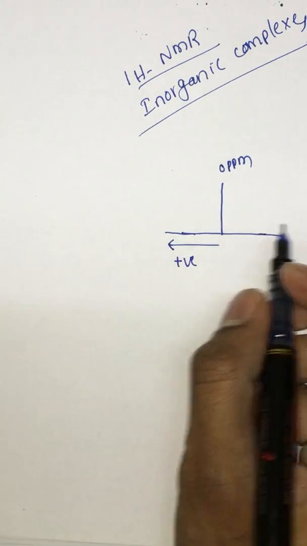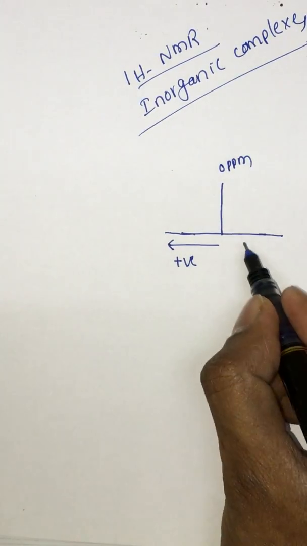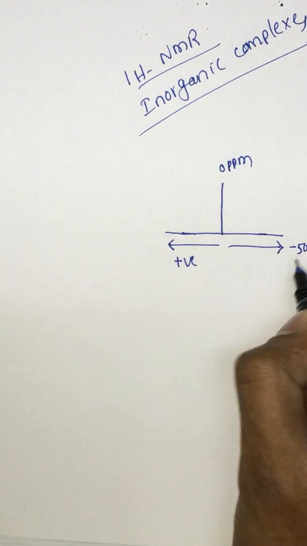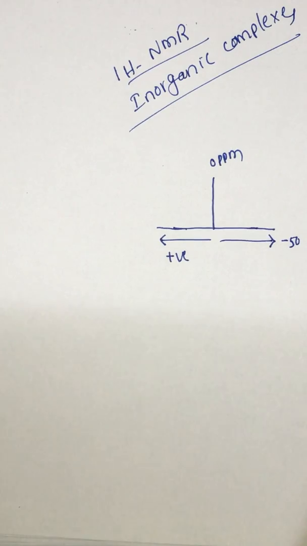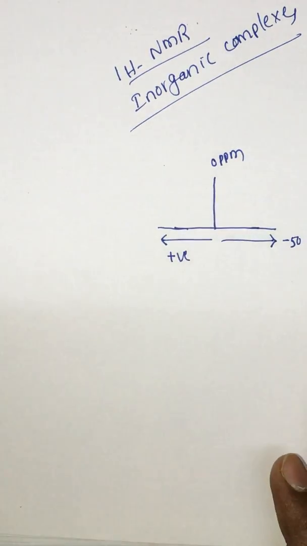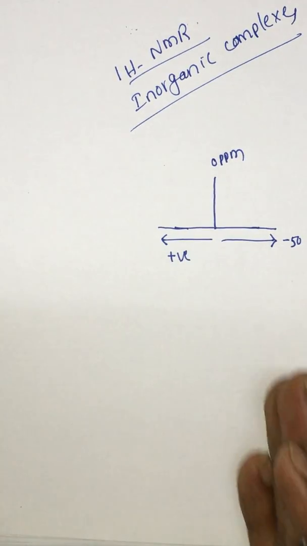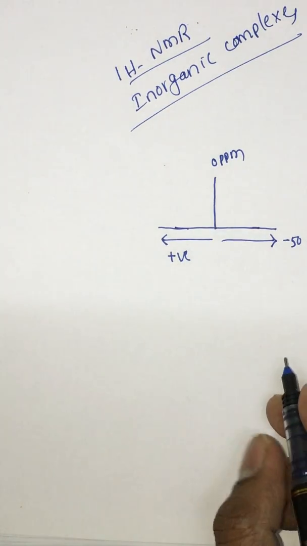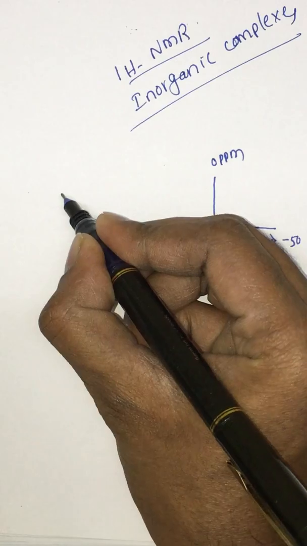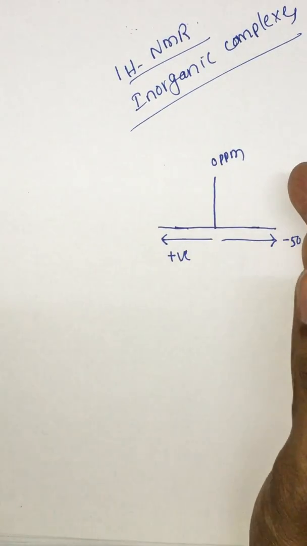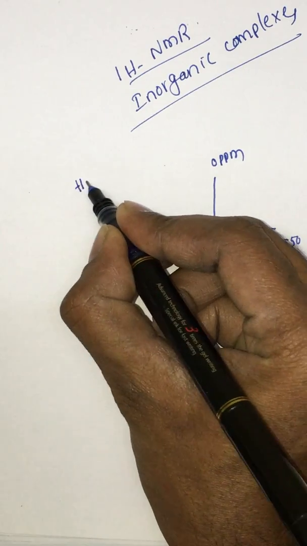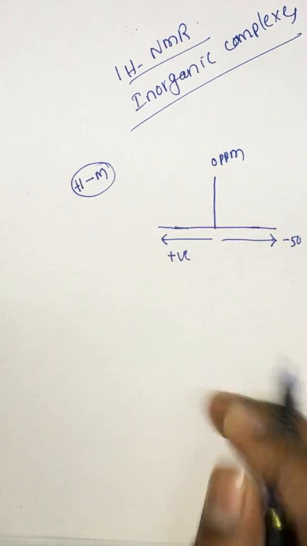Whereas for inorganic complexes, we see peaks from 0 to minus 50 ppm. So for organic compounds we see the positive region, and for inorganic complexes we see the negative region. What is the reason here? This NMR spectroscopy can be useful to predict whether hydrogen is directly attached to the metal or not.